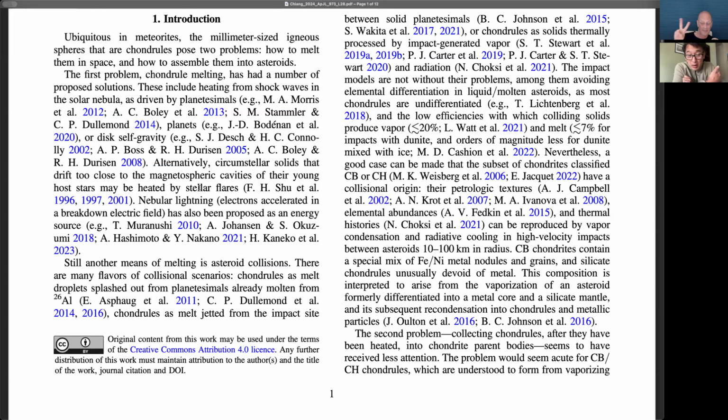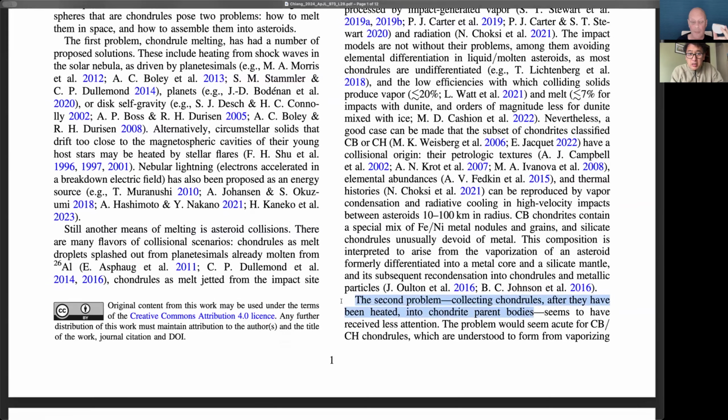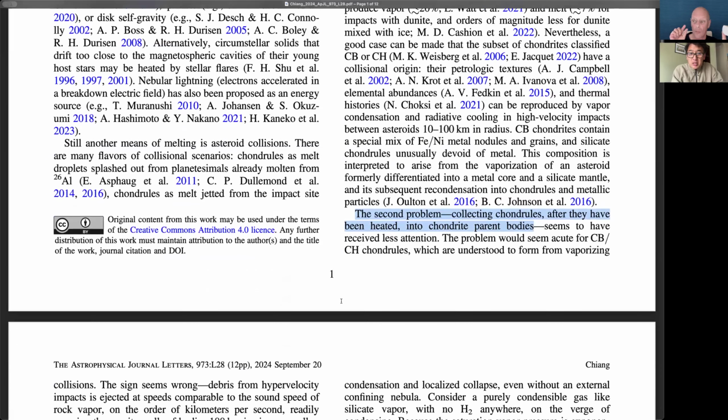And then the second problem, after you melt it, how do you collect these molten spheres into chondrite parent bodies? You have to collect them with incredible efficiency, because the volume filling fractions of these chondrites, the percentage of the volume occupied by these little spheres, is order unity. It approaches 100%. So whatever collected them had to have done it with an incredible filter.